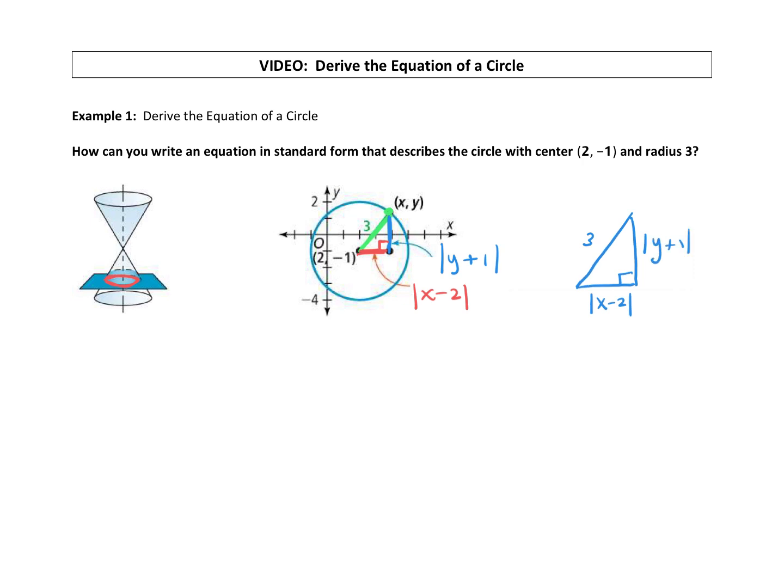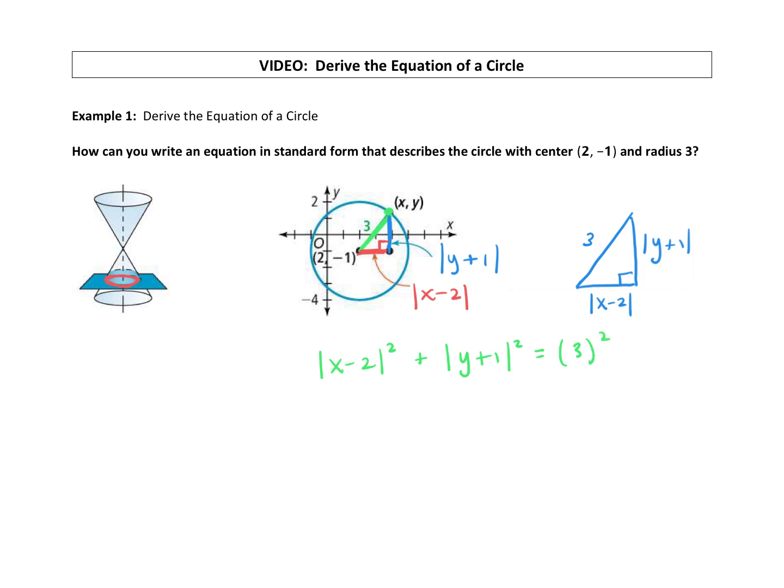And the 2 and the 1 came from the center of the circle. That's how we knew what the x value was here, the y value there, all that good stuff. Okay, Pythagorean theorem, a squared plus b squared equals c squared. So we'll take that leg on the bottom, absolute value of x minus 2 squared, plus the absolute value of y plus 1 squared equals our hypotenuse, 3 squared.